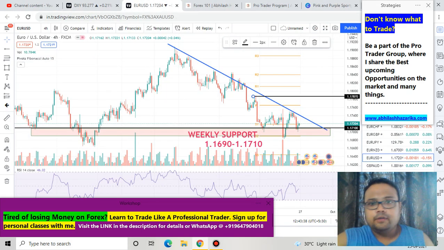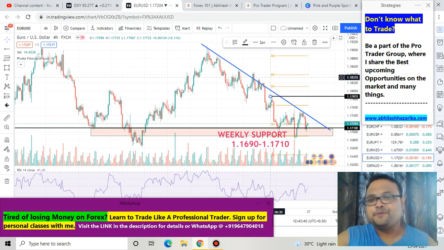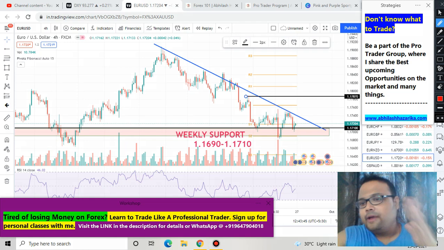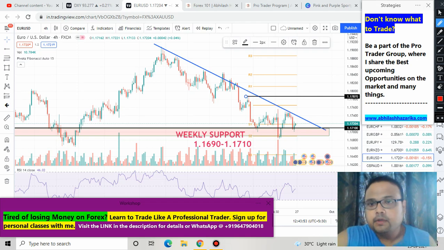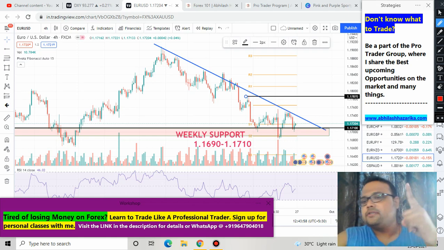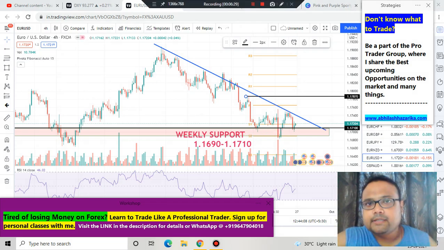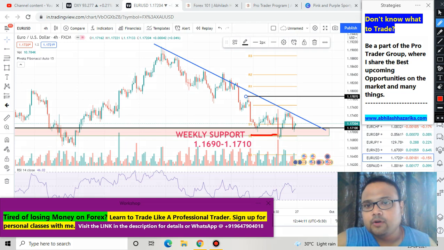Understood? Okay. So let's jump to the chart of Euro USD again. If you have already taken a position, don't need to do anything, be on the trade, because right now we do not have a clear picture. So if you are planning for a fresh opportunity on the market, your first trading opportunity is if market breaks the level of 1.1690 on Monday, then you can short the market.